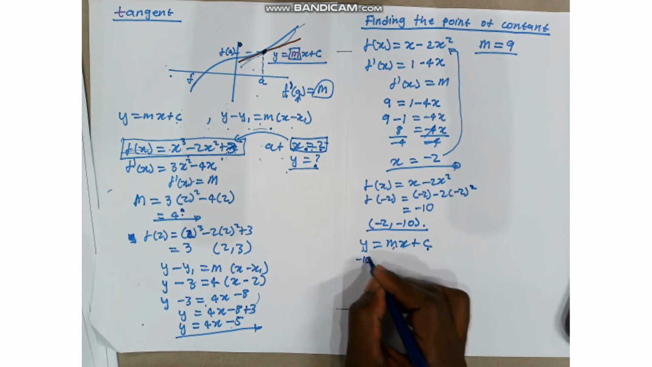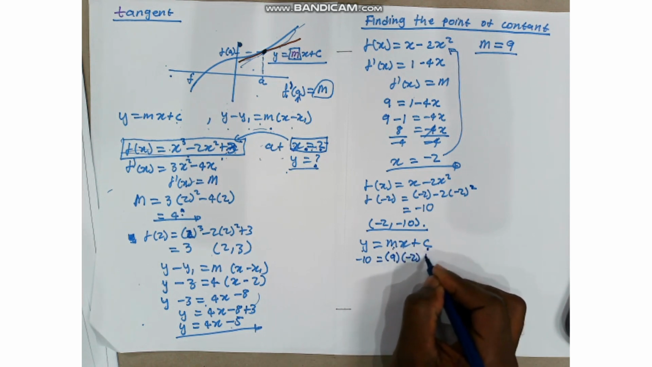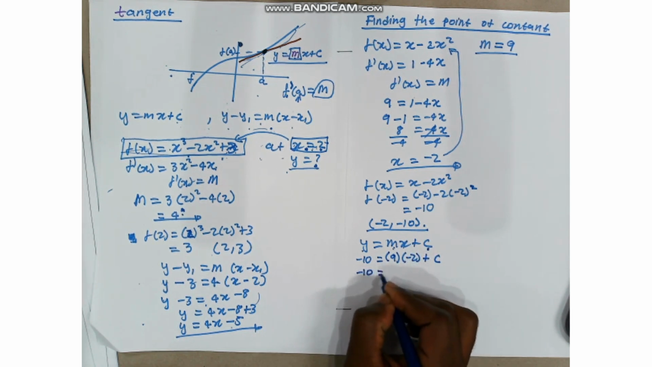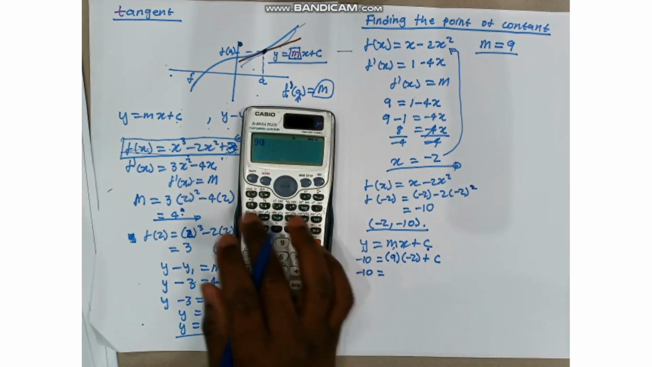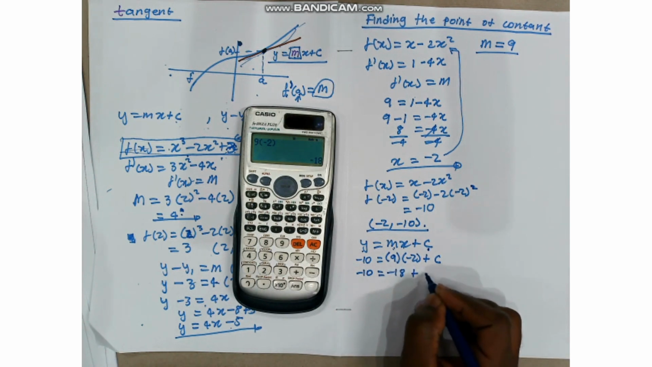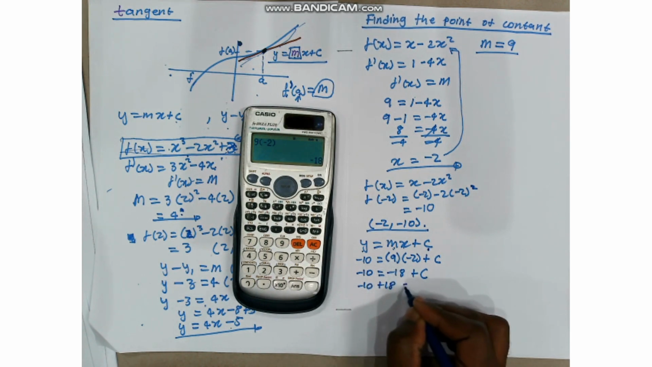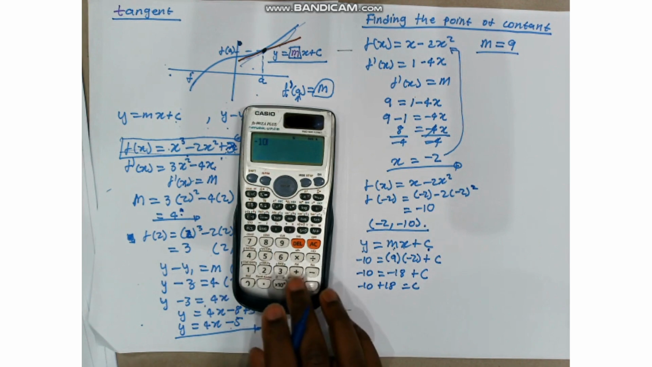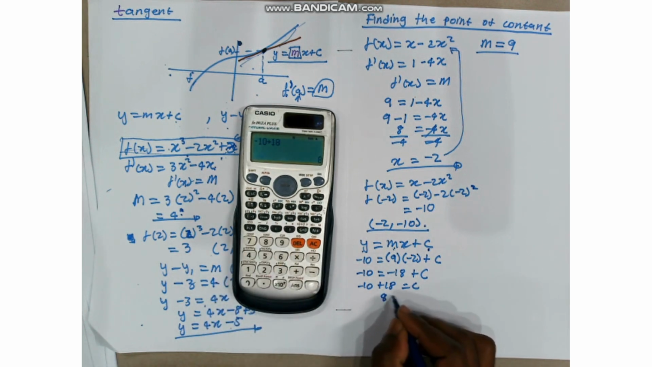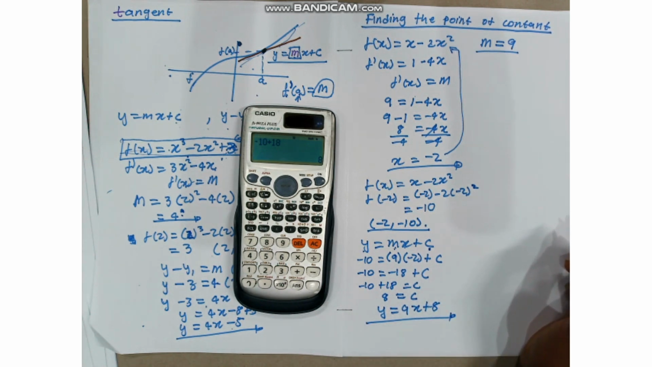So our y is minus 10, our gradient is 9, our x is negative 2, then plus c. Negative 10 equals 9 times negative 2, which is negative 18, plus c. Taking our 18 to the other side, negative 10 plus 18 is equal to c, which is 8. So our formula is just y equals 9x plus 8. This is our equation of a tangent.